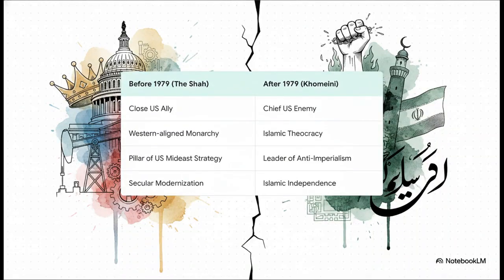You really can't overstate how massive the change Khomeini brought about was. It's just staggering. Before 1979, Iran was this key U.S. ally, right? A Western-friendly monarchy, a pillar of American strategy in the Middle East. After Khomeini takes over, it becomes America's number one enemy, an Islamic theocracy built on a foundation of anti-imperialism. This wasn't just swapping out one leader for another, it was a total reinvention of a country's entire identity.